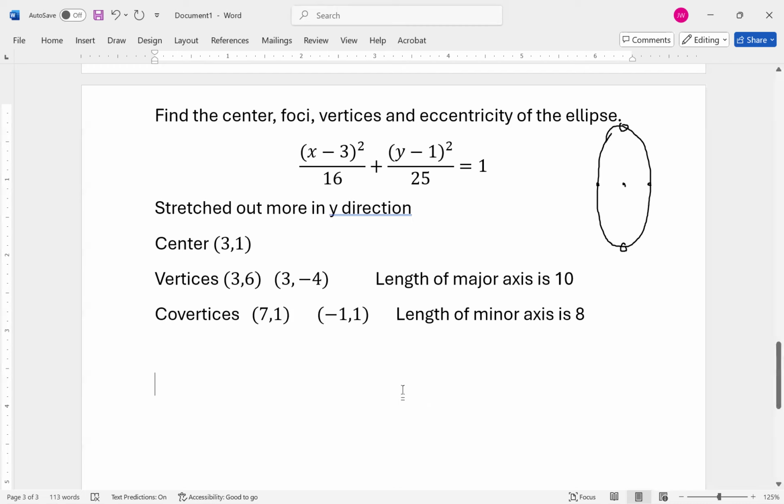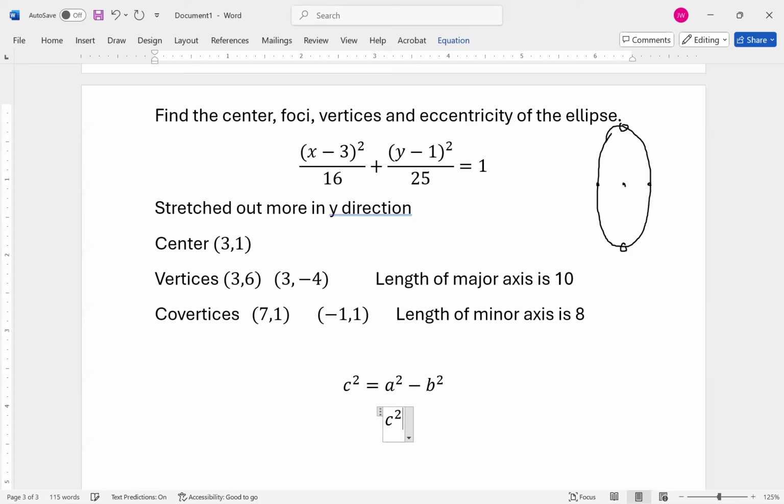Now, the other thing we want to do is, so we've found the center, we've found the vertices. In order to find the foci and the eccentricity, I need to calculate this special C. And for ellipses, C squared is equal to A squared minus B squared. By the way, since A is bigger than B, and we have A squared minus B squared is equal to C squared, C is also always going to be less than A, just based on this formula.